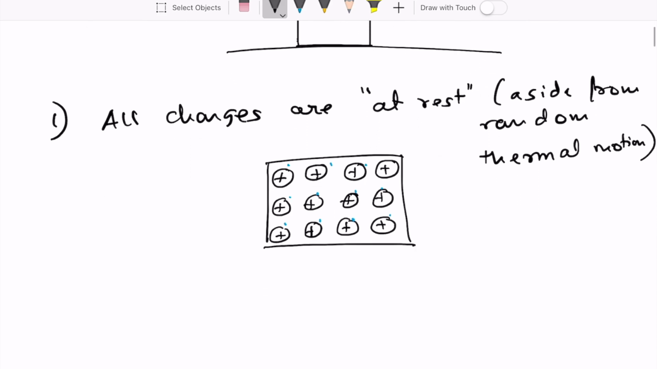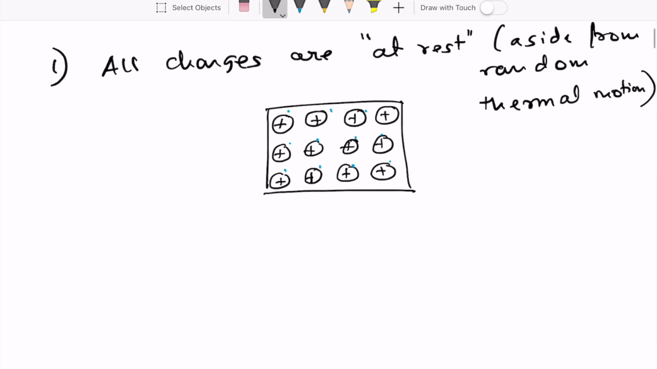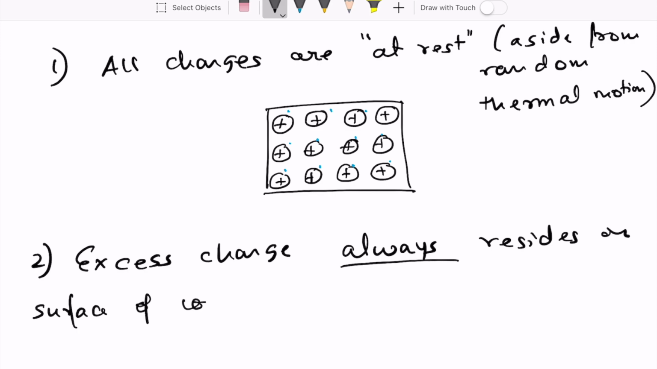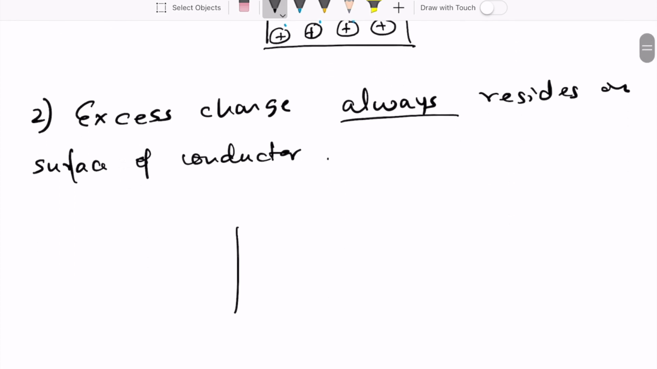Okay. The second property is that any excess charge that you put on the isolated conductor always resides on the surface of the conductor. So let's say that you have this block of metal and you put some charge on it.